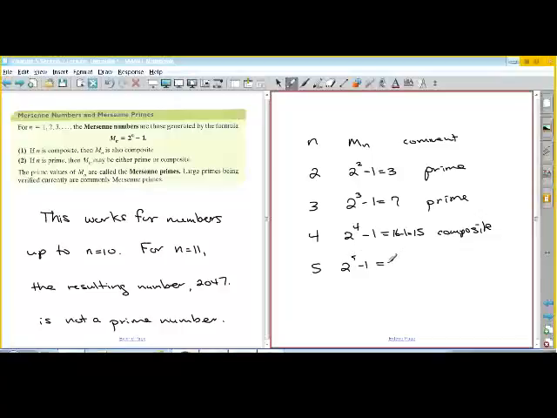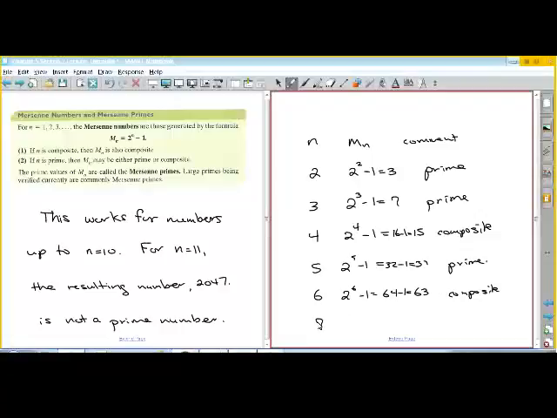Okay, next one's a prime number. So we take 2 to the fifth power minus 1, which is 32 minus 1, which is 31, which is prime. So it's working again. This is prime. The answer is prime. If I do 6, I'll get 2 to the sixth power minus 1, which is 64 minus 1, which is 63. You can divide 63 by 3, so this is composite. So again, the rules prove true.